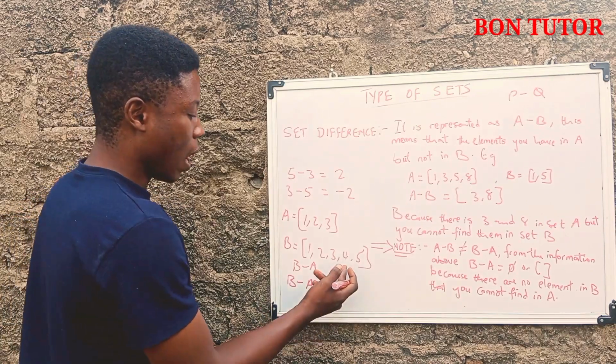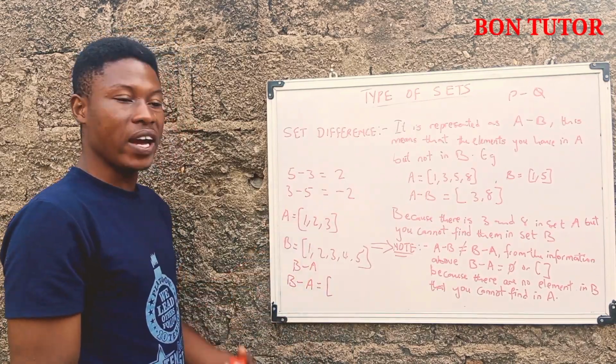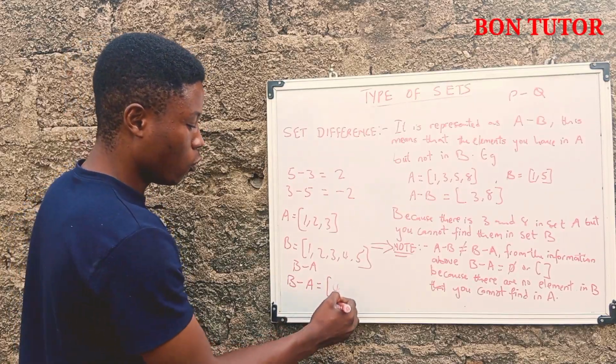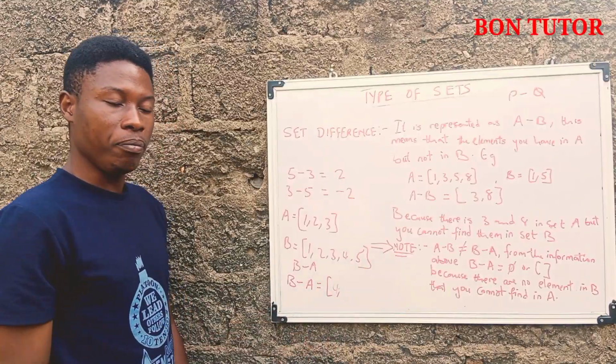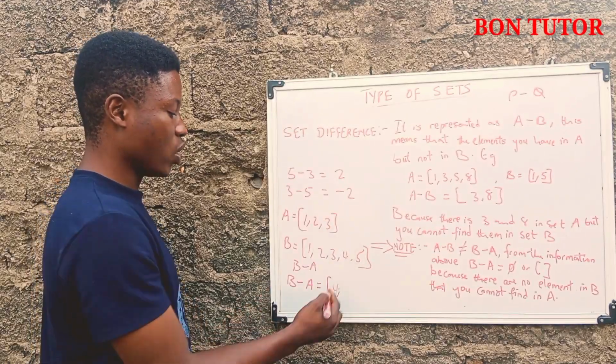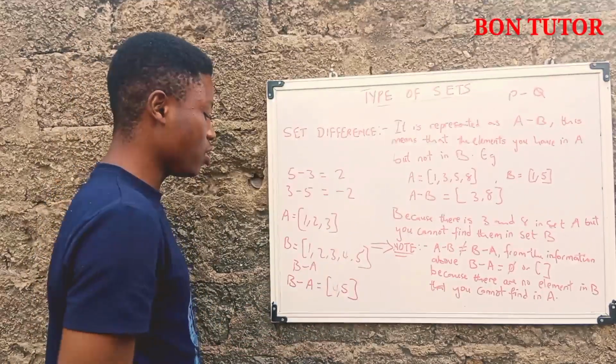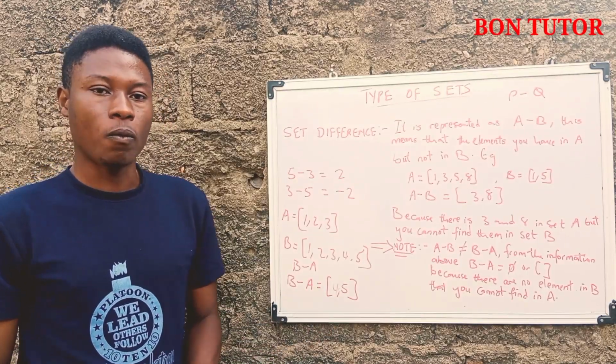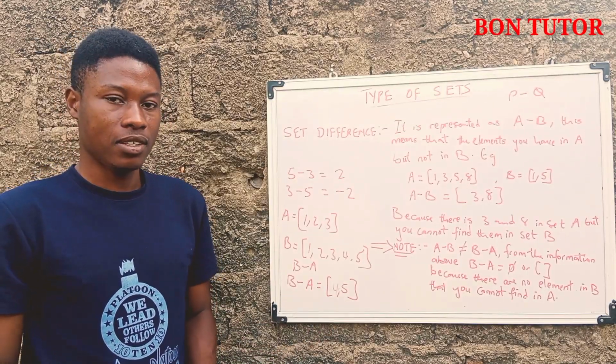But let's say you have 4 in B but you can't find it in A. So you have your first element to be 4, comma. You have 5 also in B and you can't find it in A. So comma 5. That is, your B minus A will be equal to {4, 5}.